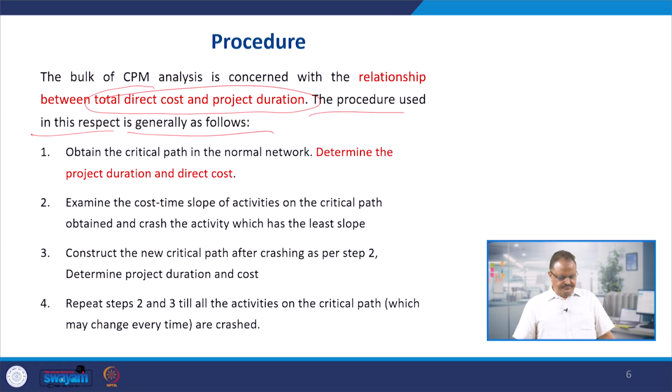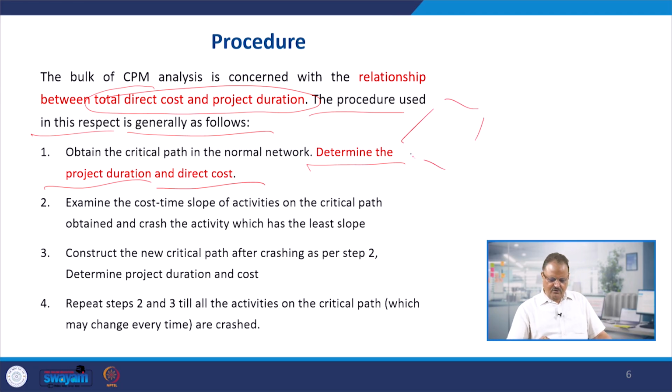So what is the procedure involved? Obtain the critical path in the normal network and determine the project duration and direct cost. First of all, you develop a structure like this and find the critical path in this structure. This is a normal path. After that, you start crashing the activities, trying to find where the slope between time and cost is the least. You crash those activities one by one and finally find the critical path.